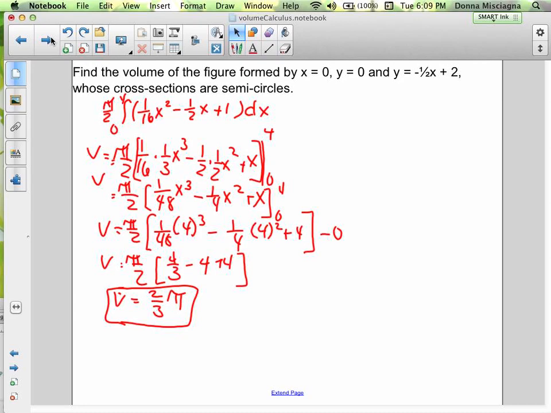All right, so remember, with these cross sections, it's the shape of the cross section that defines which formula you use in terms of area. The function itself gives you what you're going to plug in for the variables. That's going to give you the values for your y's.